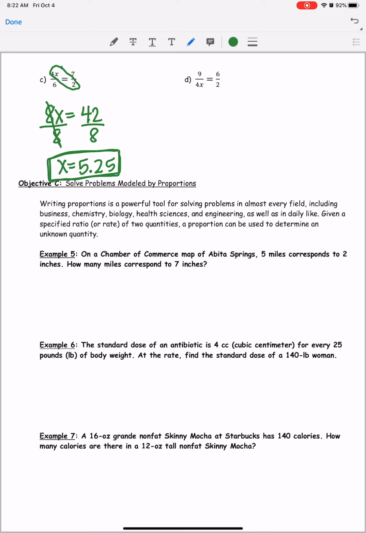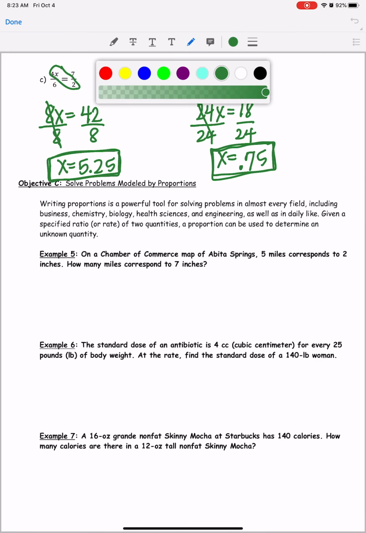Okay, same thing here on D. I'm going to cross multiply this way first to get that x, but it does not matter. So 4x times 6 gives me 24x. 9 times 2 gives me 18. Get x by itself, so divide both sides by 24. And we get x equals 0.75. So on these 2 problems, notice we both got decimals. That's okay. Decimals are not your enemy.